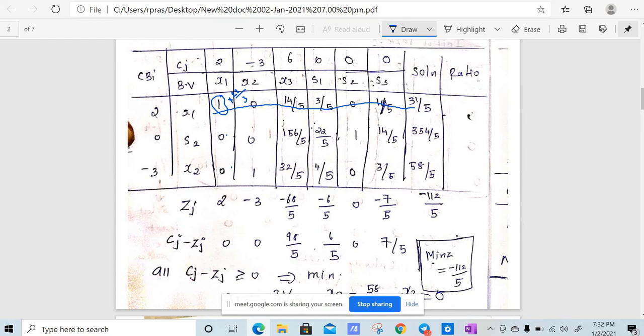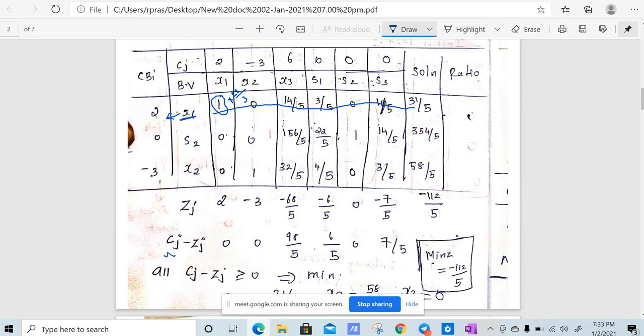Now you find Zj. An important thing is that here x1 is entering, which means you need to write the x1 coefficient to be equal to 2. You should not write 0, right? Because our x1 coefficient is 2. And here x2 is already entered in the first iteration and s2 is already there. So what will be my Zj? 2 into 1 plus 0 into 0 minus 3 into 0, which is 2. 2 into 0 plus 0 into 0 plus minus 3 into 1. 2 into 14 by 5 plus 0 into 126 by 5 minus 3 into 32 by 5. So we will have this row.